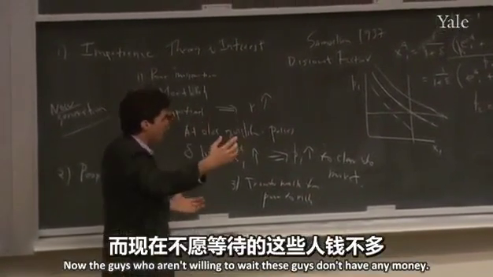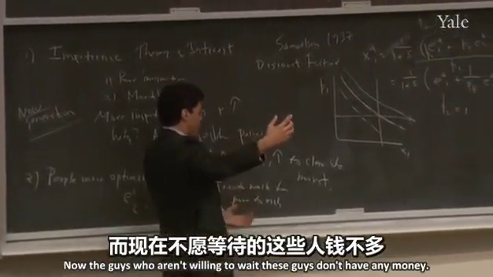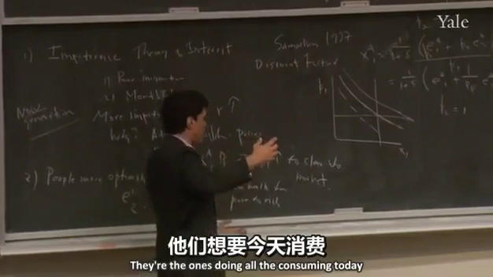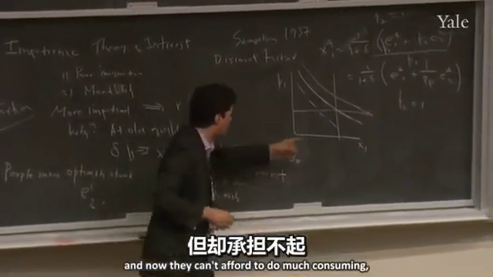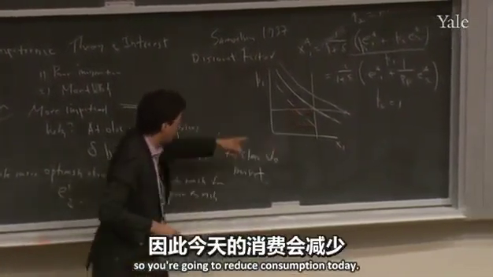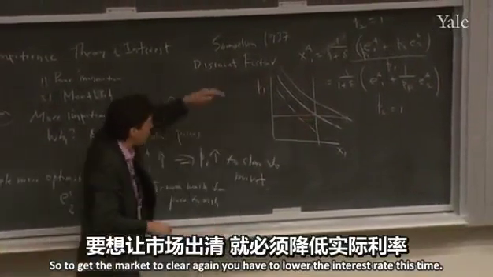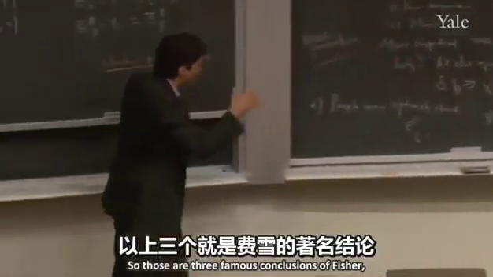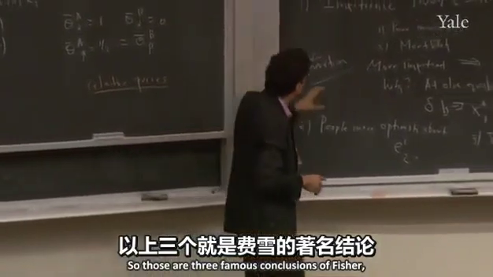Now the guys who are impatient, these guys don't have any money. They're the ones doing all the consuming today, and now can't afford to do much consuming. So you're going to reduce consumption today. So to get the market to clear again, you have to lower the interest rate this time. Okay, so those are three famous conclusions of Fisher.